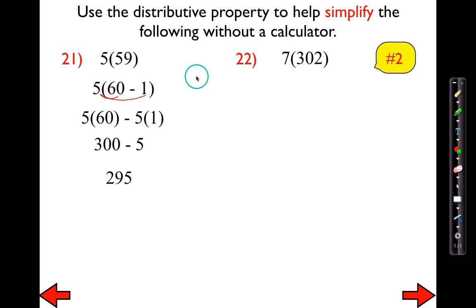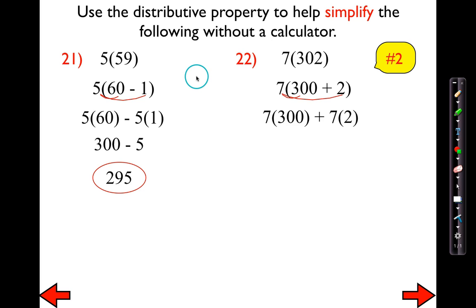Number 22, I'm going to go ahead and do 7 times the quantity 300 plus 2. 7 times 300, then 7 times 2 is going to give us 2100 plus 14, which is just 2114.